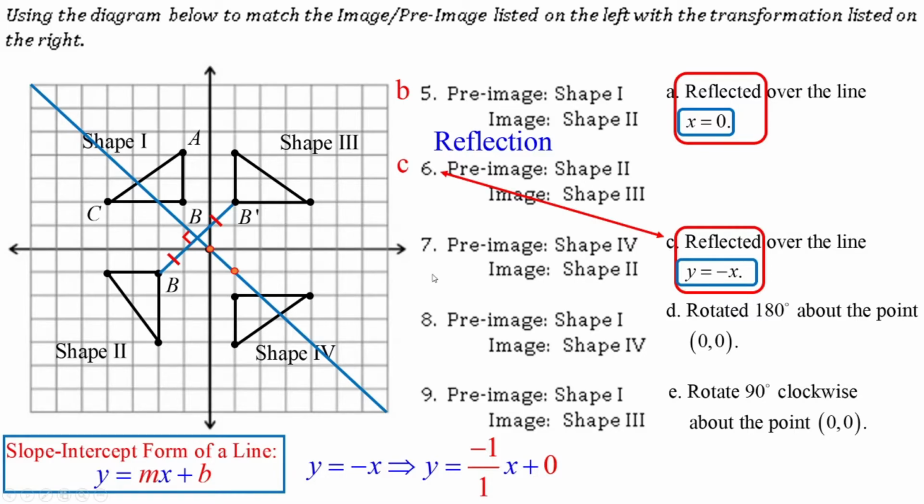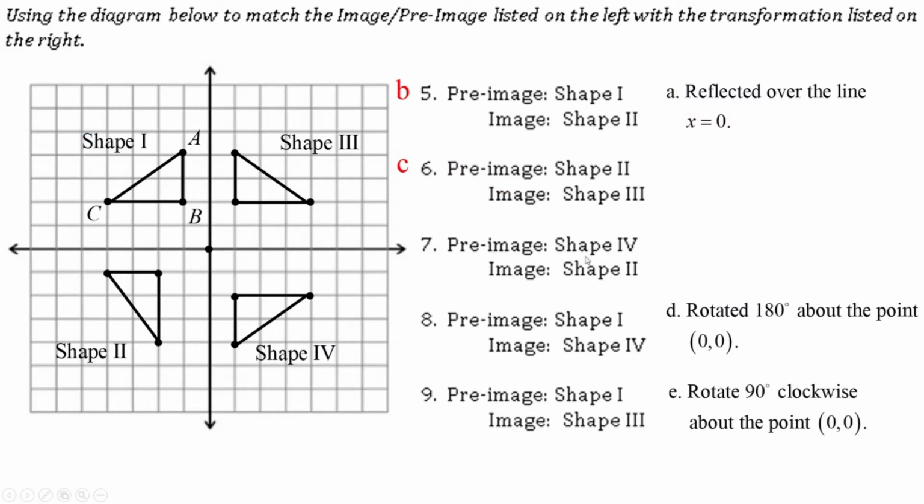Now, number 7, the pre-image is shape 4 right down here, and the image is shape 2. All right, so to get from this picture to this picture, oh, again, it looks like what? Are we rotating again? I think so. Looks like a rotation to me. All right. And we have to rotate about the origin, 0, 0. And then I'm picturing the image of B would be right there. My B prime would be right there.